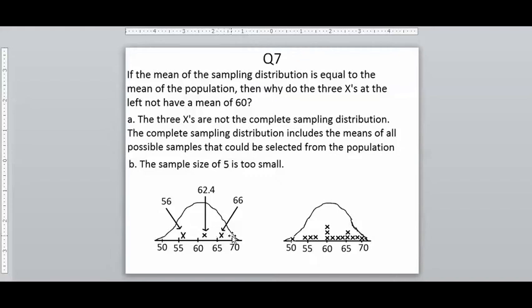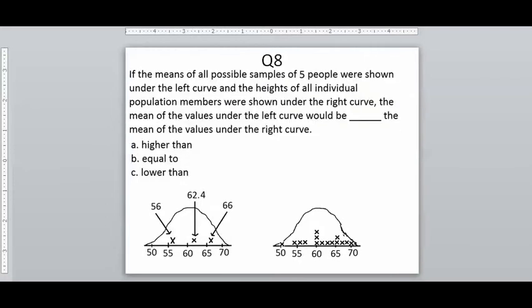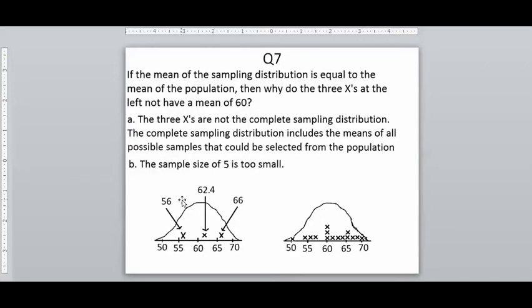If the mean of the population is 60, and I had shown you all the means of all possible samples under here, then all of those possible samples together would have a mean of 60. So the answer is A. Also, B, it doesn't matter what the sample size is, because remember, the mean of the population and the mean of the sampling distribution are the same number, regardless of what sample size you're talking about.